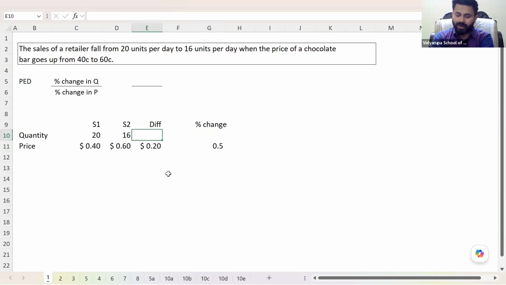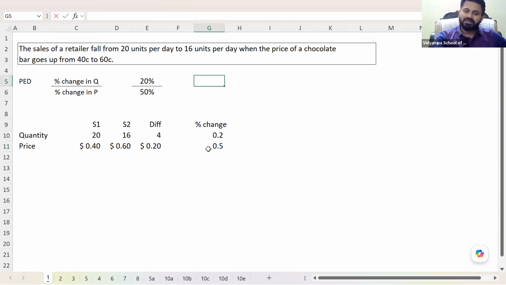Similarly, the numerator. What is the difference? There is a change of 4 units. What is the percentage of this change? 4 divided by 20, because the current quantity is 20. From there, it is changing by 4. So the percentage change will be 4 divided by 20, 0.2, 20%. So my numerator, the change in quantity, is 0.2 or 20%, and the denominator, the change in price, is 50%. As you know, 0.2 is 20%, 0.5 is 50%. It's just a matter of multiplying by 100 to see the percentage.